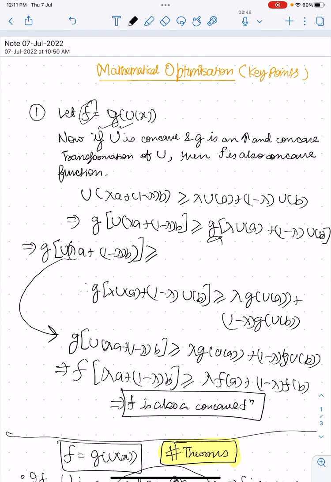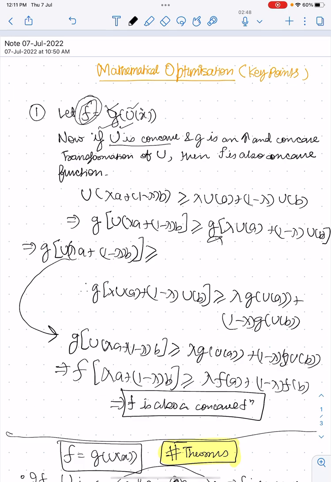So we will be studying convex and concave functions today. We'll be seeing the transformations first. Suppose u is a concave function and g is also a concave function. We have to prove that f is also a concave function.